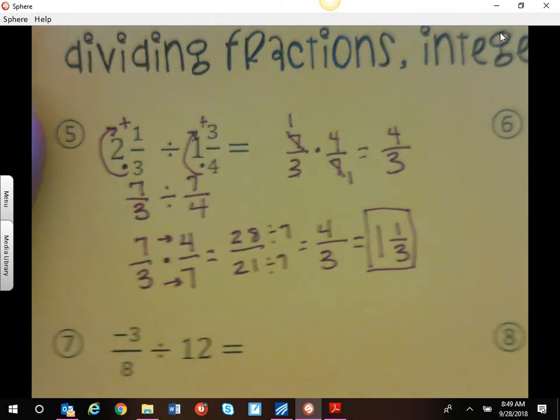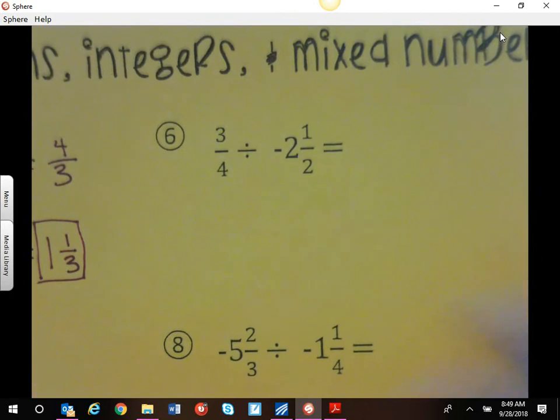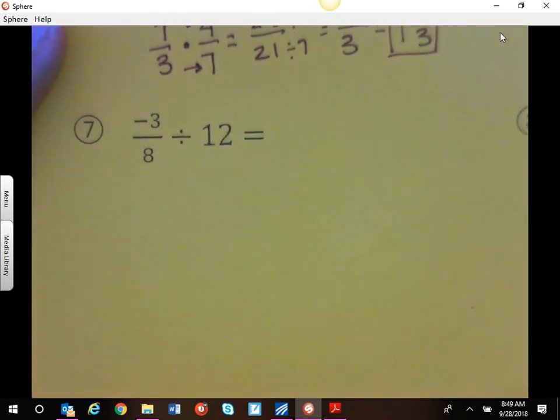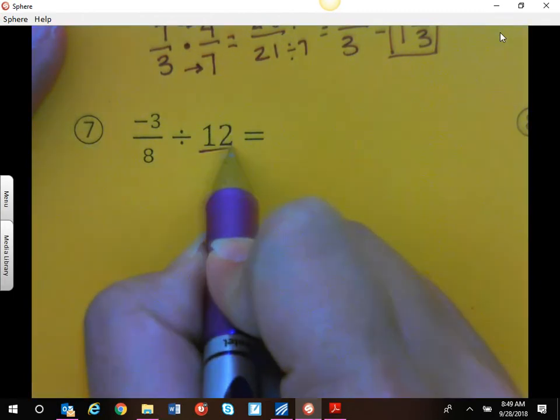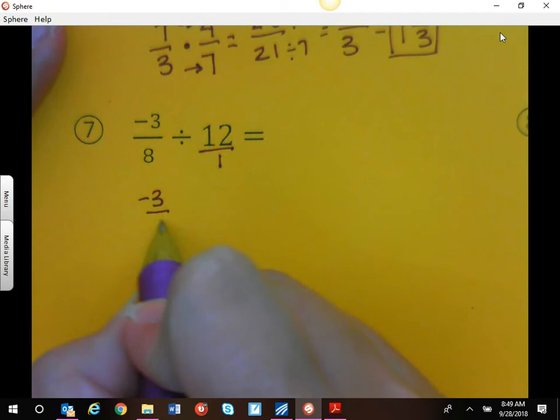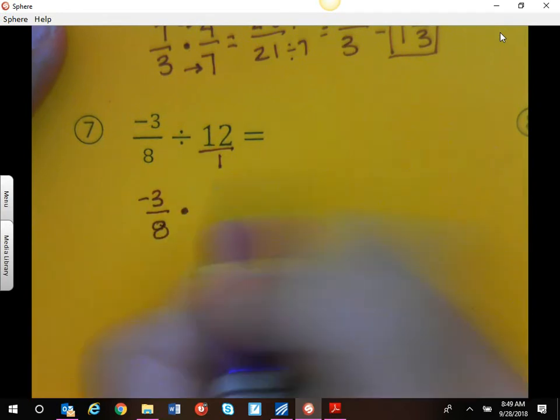I'm going to have you do number 6 in the form. So I want you to try that one. So let's look at 7. 7 has a whole number. In class today, we talked about how to make a whole number a fraction. We simply need to put a 1 underneath it. So we're going to keep the -3/8, change to a times, and flip.